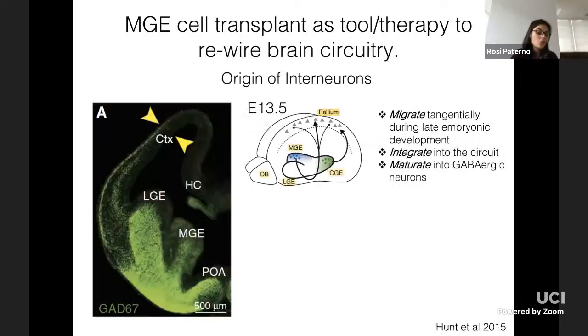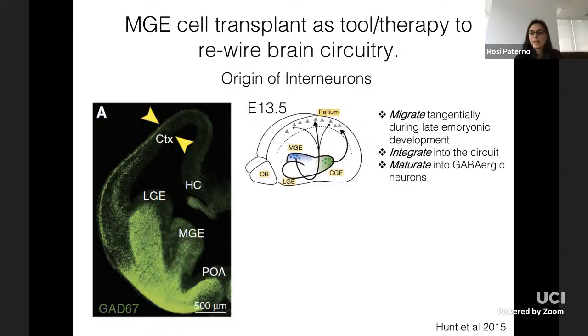MG cell transplantation. To talk about the technique, I will first introduce the MG cells. So we know that interneurons are one of the largest populations. They represent 40% of the neural population in the cortex. And there are so many different subtypes of interneurons. In the hippocampus alone we can count almost 20 different ones.